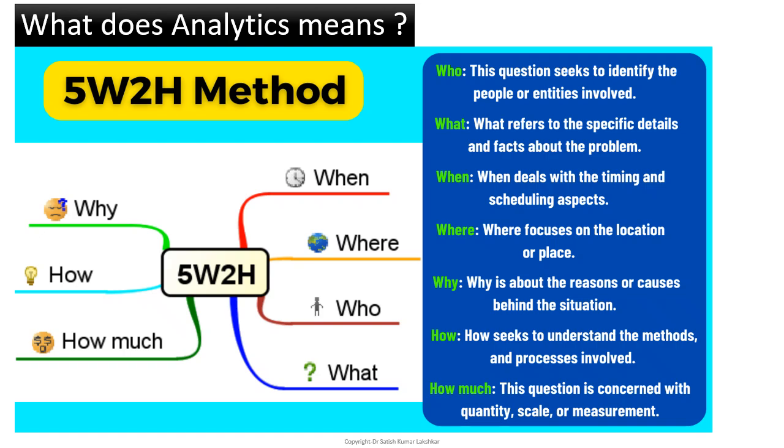So this is about the 5W and 2H method. This will help us. When we are talking about analytics, we mean discussing these seven factors, 5W and 2H.